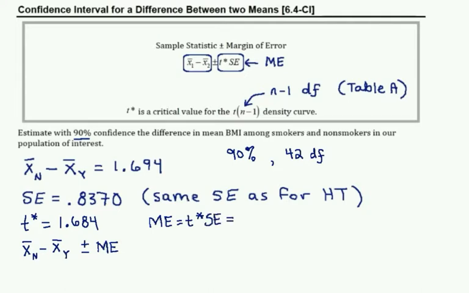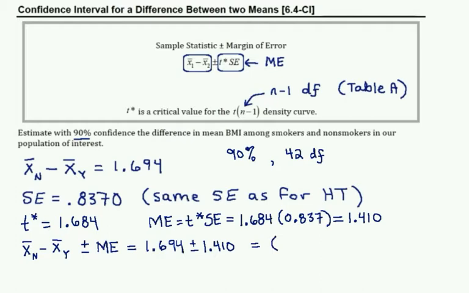which is simply 1.684 times 0.837. I get 1.4095, which rounds up to 1.410. So for my confidence interval, I will center this at 1.694, add and subtract the margin of error 1.410 to get the two boundaries.